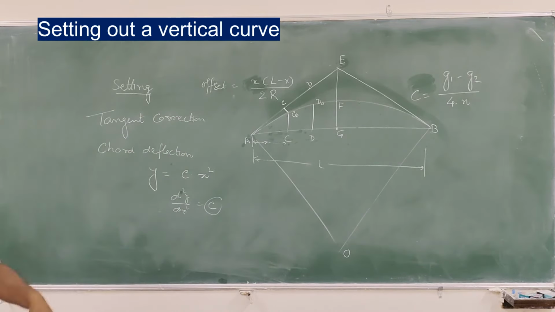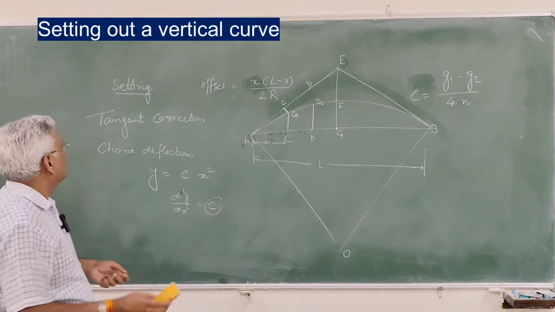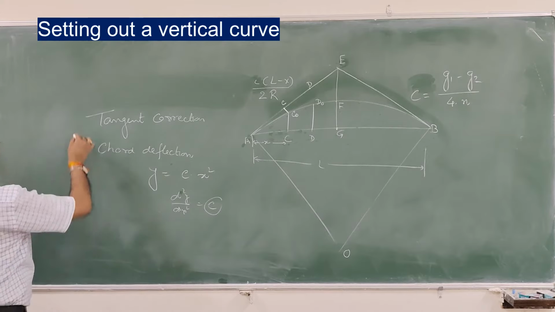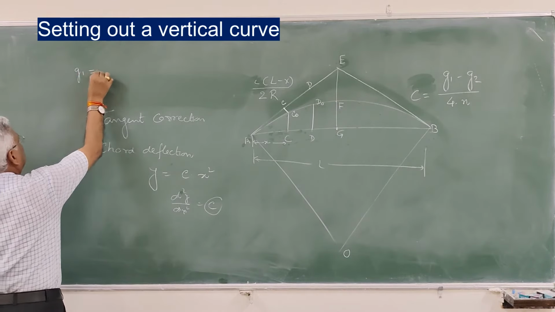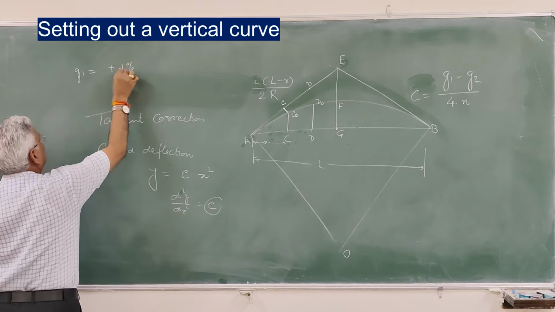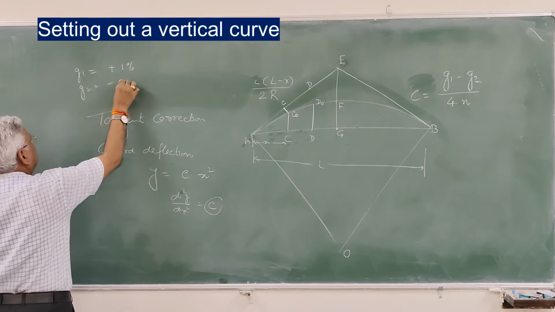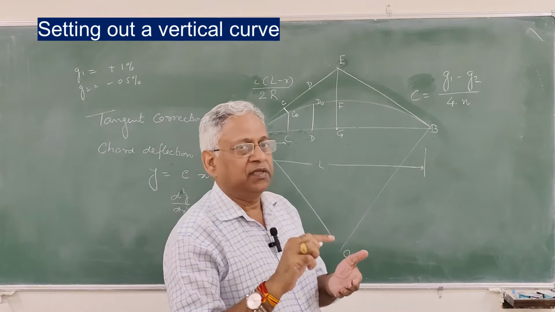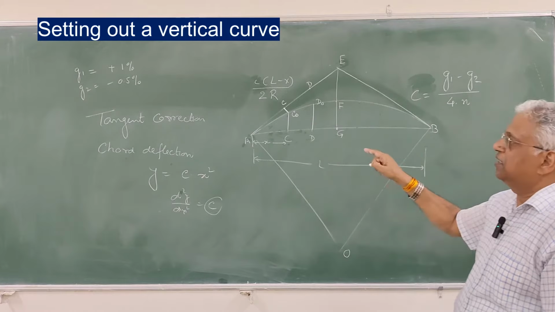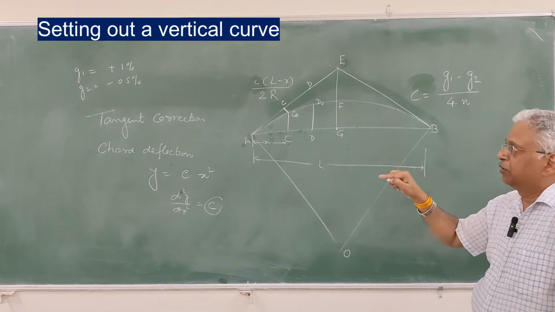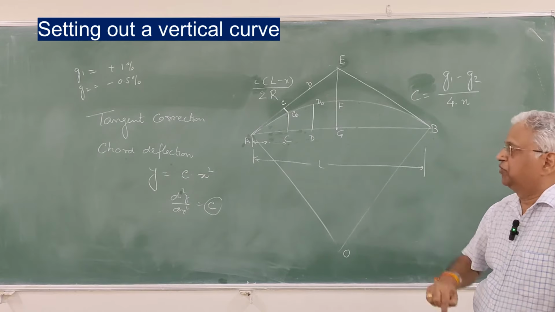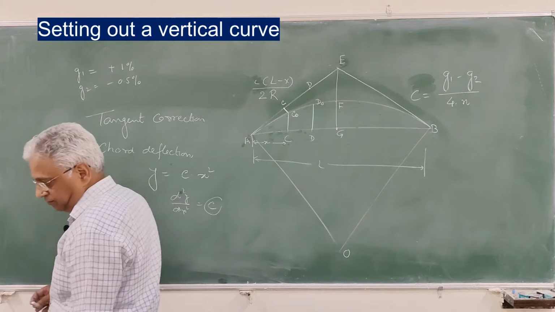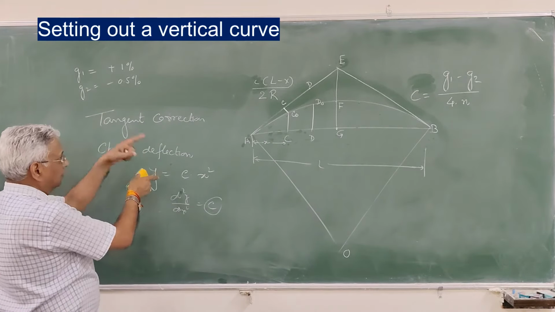Now let me take the same example, that a vertical curve is formed when a rising gradient of 1 in 100, G1 is plus 1%, G2 is minus 0.5%. When a rising gradient of 1%, 1 in 100, meets a falling gradient of 1 in 200 on a group A line of broad gauge. Find out the length. Length we have found out 60 meter. And let me explain these two methods in the same example.